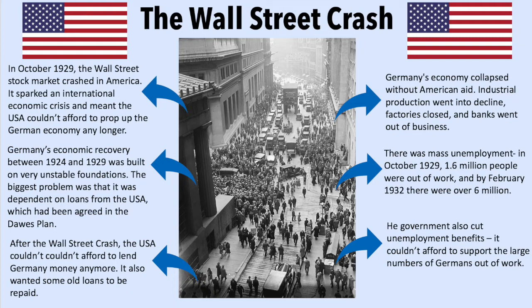Germany's economy collapsed without American aid. Industrial production went into decline, factories closed, and banks went out of business. There was mass unemployment. In October of 1929, 1.6 million people were out of work, and by February of 1932, there were over 6 million. The government also cut unemployment benefits. It couldn't afford to support a large number of Germans out of work.